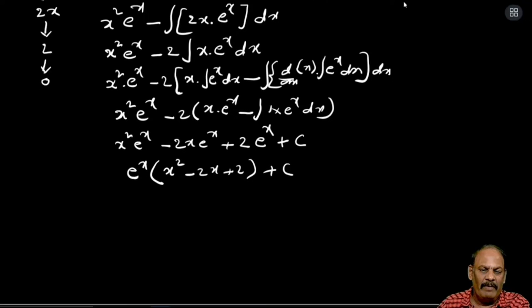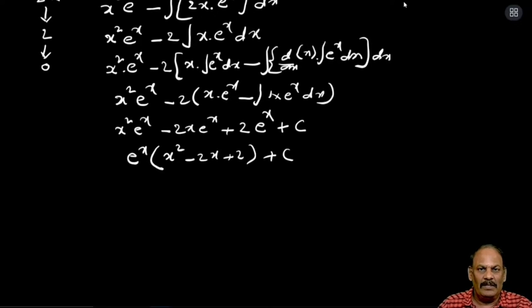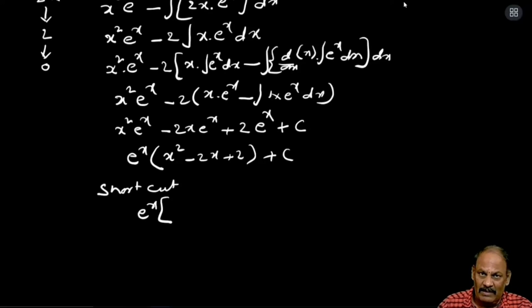Here you can find some shortcut. What is the shortcut? I'm telling it here. I'm writing here the shortcut. E to the power of x, keep it outside. Now, other than e to the power of x, what is the function involved in that? X square. Start with x square.